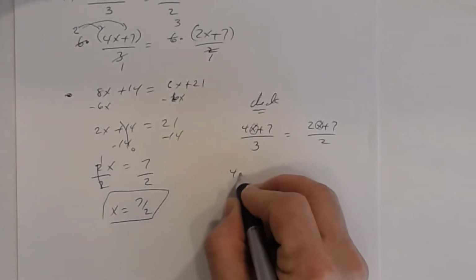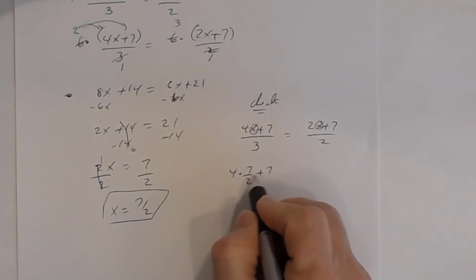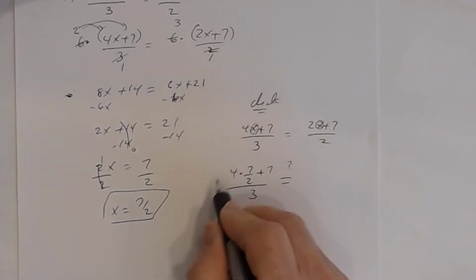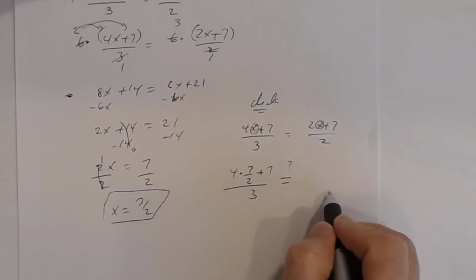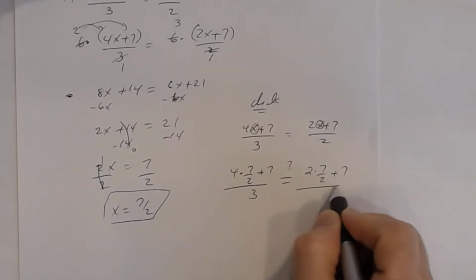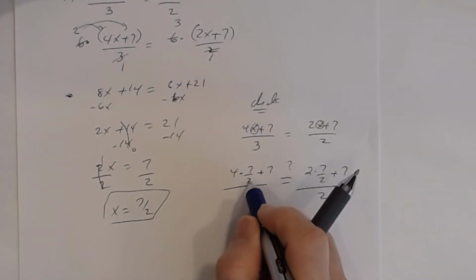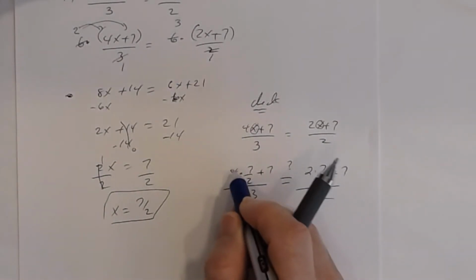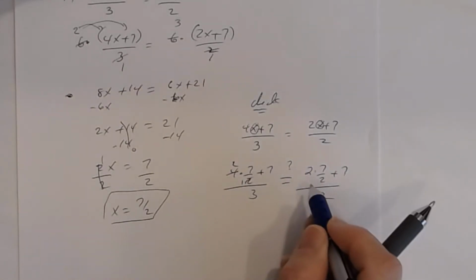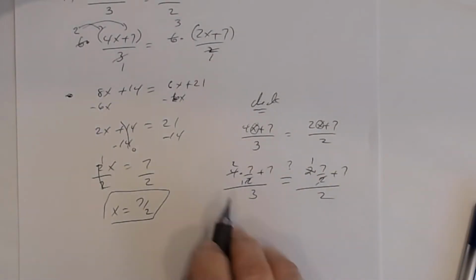So I get 4 times 7/2 plus 7, divided by 3. And I want to see if the left-hand side is going to equal the right-hand side. So that's 2 times 7/2 plus 7. All that's being divided by 2. Now, see this 2 divides out into this 4. So 2 to 2 is 1, 2 to 4 is 2. These two divide out. And so now look what happens.